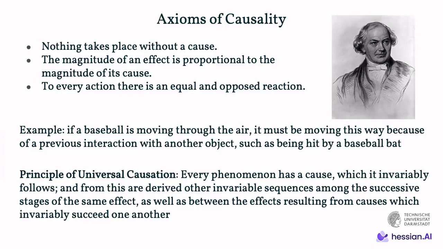That's the kind of question he was asking. If a baseball is moving through the air, it must be moving this way because of some previous interaction with the baseball bat, or someone threw it. It's not happening without any cause. So he gave these three axioms of causality. And then he also gave a principle of universal causation, which follows from these axioms. In layman's terms, it says that everything happens due to a cause. Nothing happens without a cause.